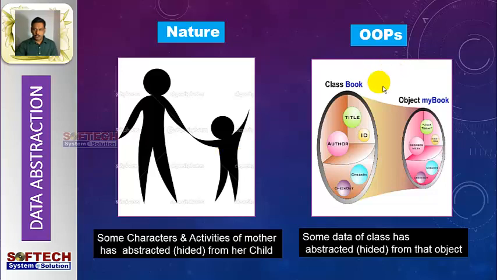In the object-oriented programming concept, one class already exists, for example, class book. That class consists of title, author, ID, check-in, check-out. Then we create an object from that class. All the properties and functions of that class are available in my book, the object of my book.